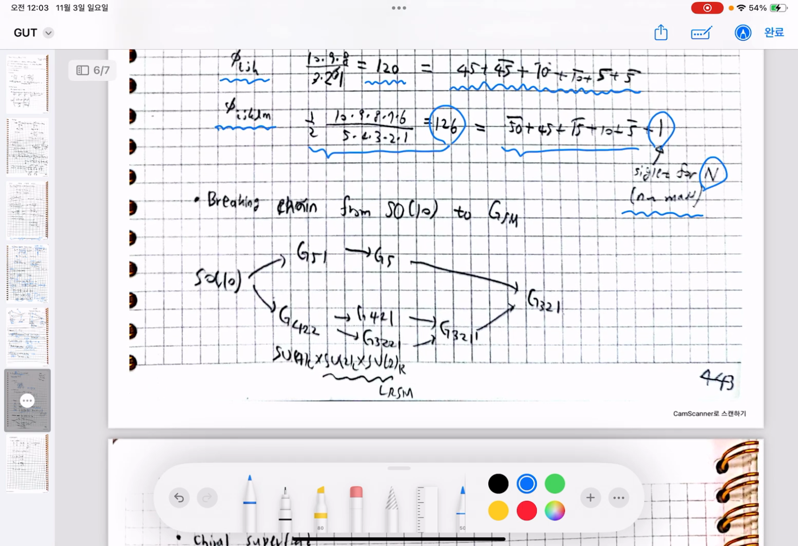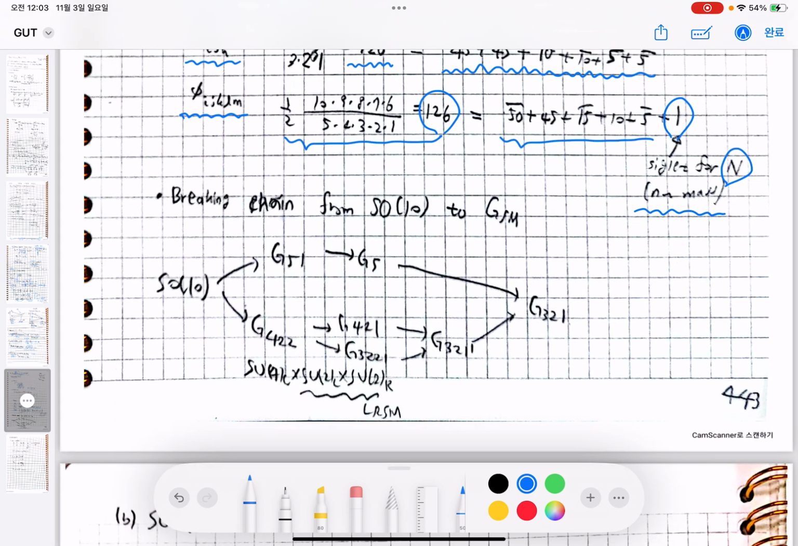Also, an interesting characteristic of SO(10) is the breaking chain from SO(10) to the standard model. We already noticed that this SO(10) can break to the so-called 5-1, which means SU(5) times U(1), and it can be broken to SU(5), which corresponds to the minimal GUT, and eventually it arrives at the standard model gauge symmetry. But there's also another way.